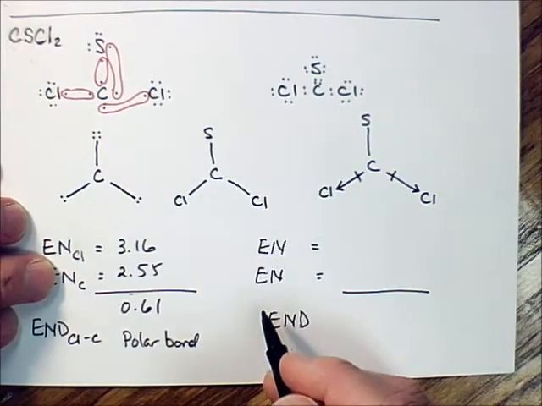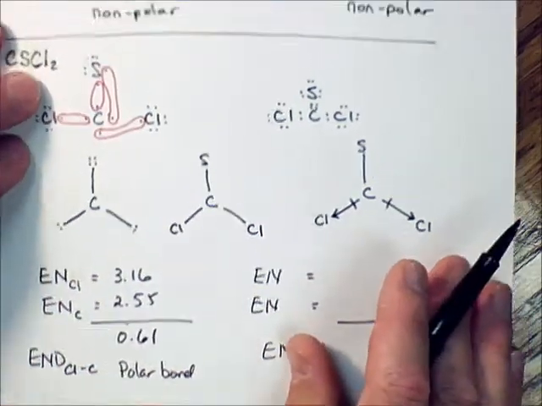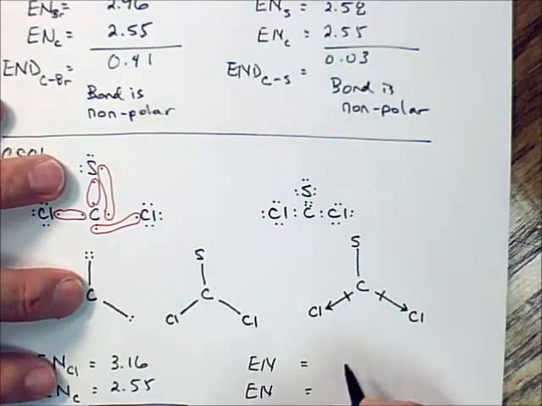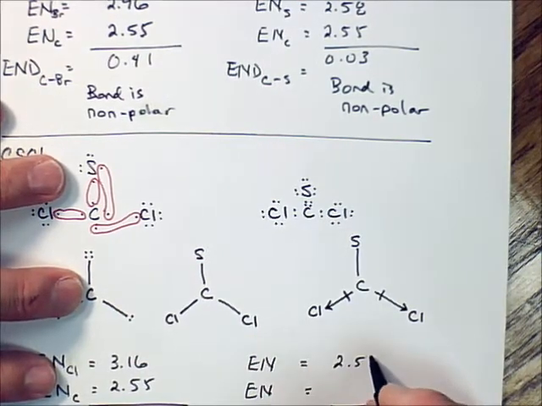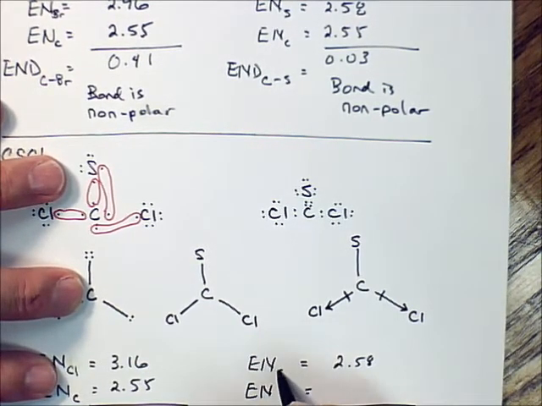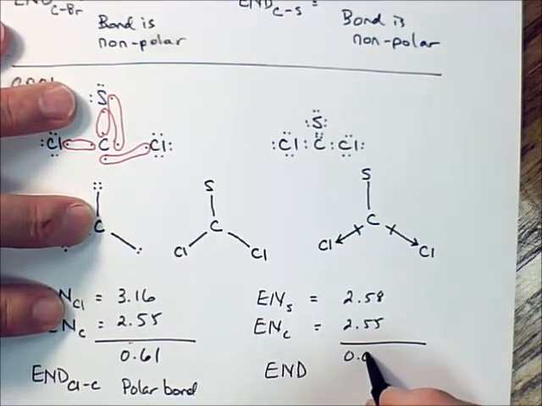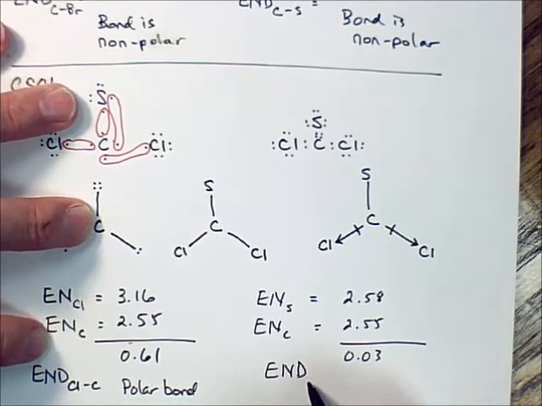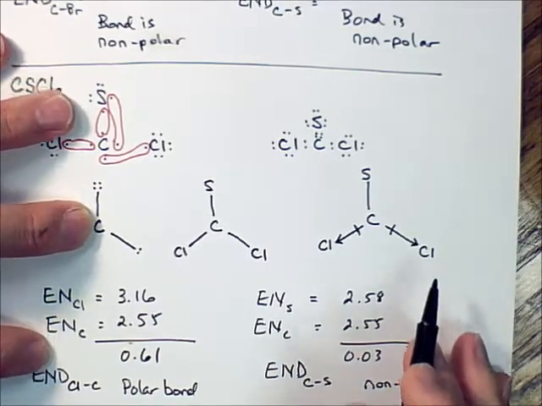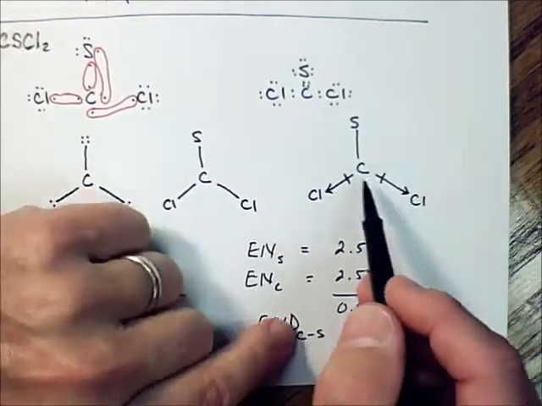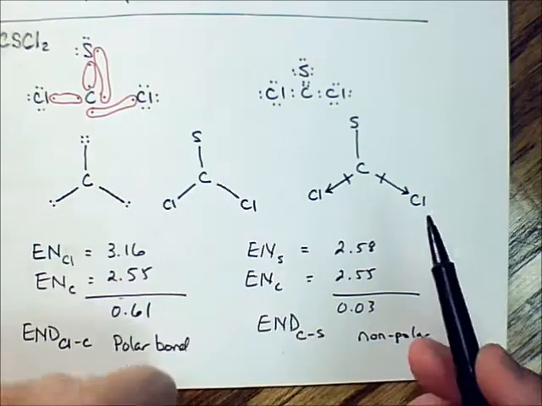Now the sulfur to carbon bond, we actually already calculated that up here. 2.58 is the electronegativity for sulfur, and carbon is 2.55, so our electronegativity difference is 0.03. That means the carbon to sulfur bond is nonpolar. So in this case, I'm not going to show a dipole arrow.